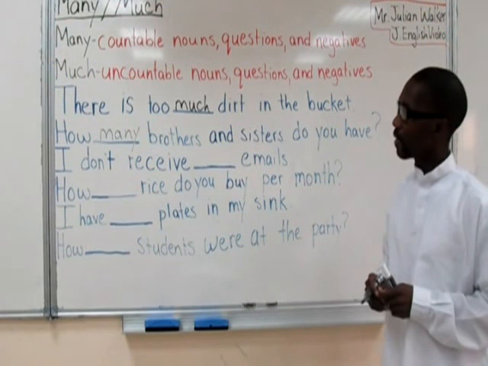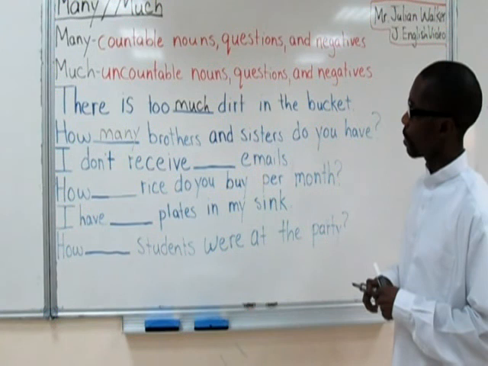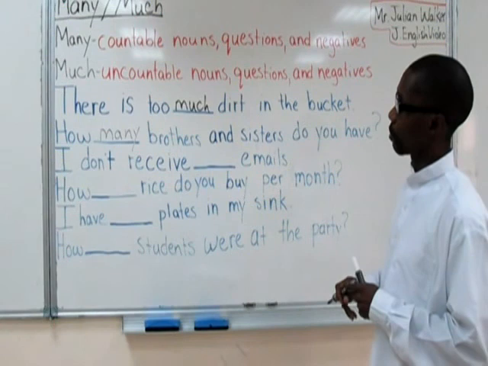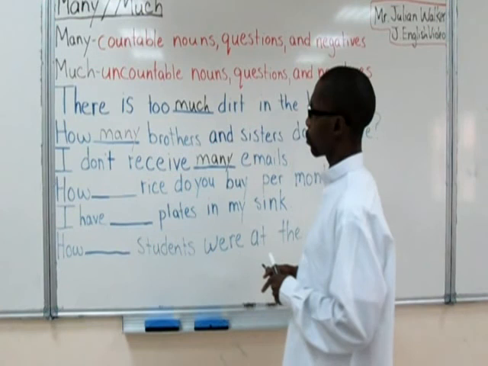So let's look at the next sentence. The next sentence reads, I don't receive blank emails. I don't receive much emails, or I don't receive many emails. The noun is emails. There is an S, and you can count emails. So again, if it's a countable noun, you use many. I don't receive many emails.